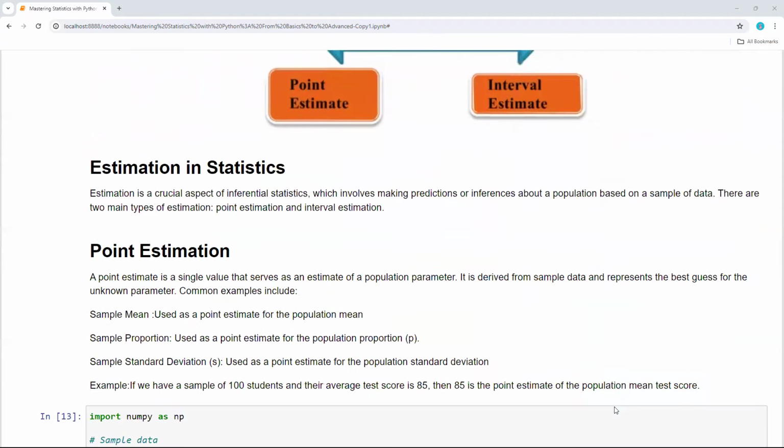So, estimation in statistics. Estimation is a crucial aspect of inferential statistics, which involves making predictions or inferences about a population based on sample data. There are two main types of estimation: point estimation and interval estimation. So estimation is nothing but drawing some conclusion about a population based on a sample we have taken from the population.